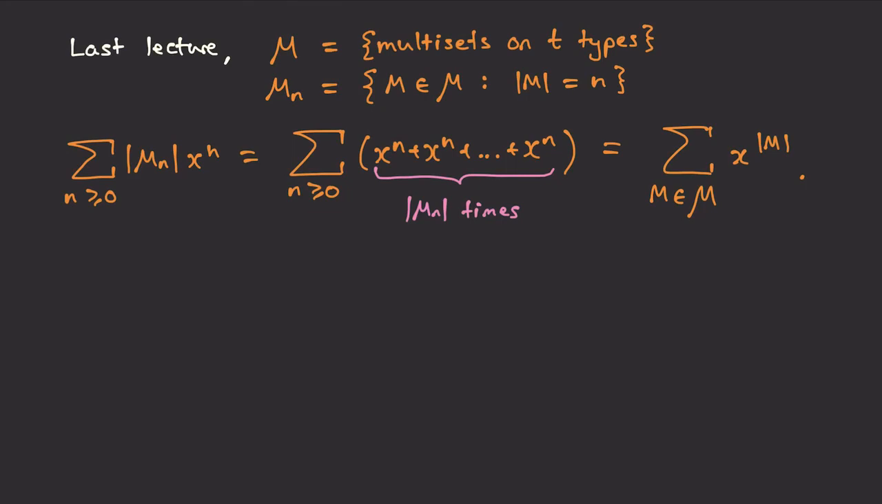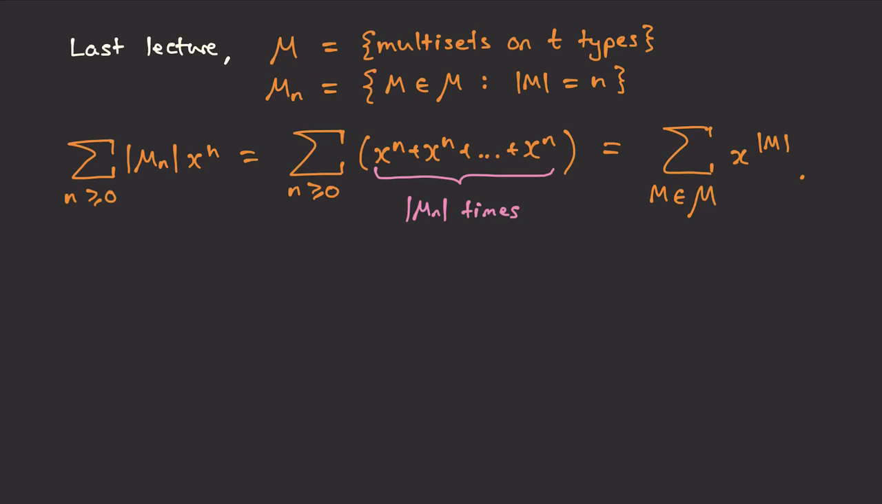Each Mn is the set of multisets in M whose size is equal to n. All that's important here is that we have a big set M, and we split it up into sets Mn according to the value of some parameter, in this case size. The calculation went like this.